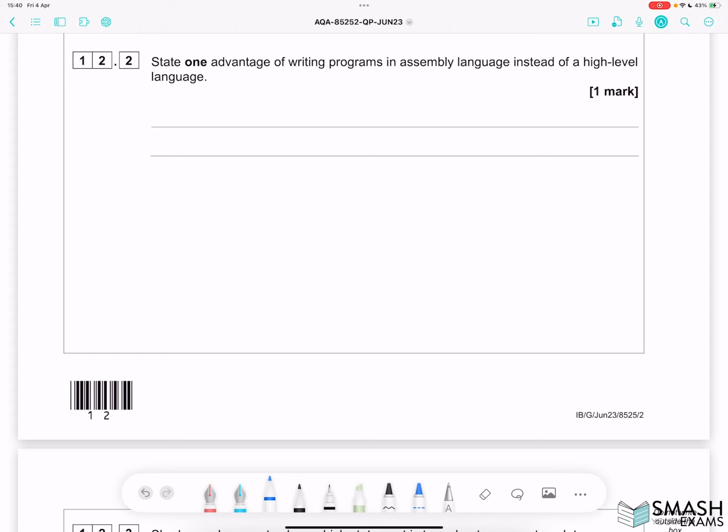So I'm going to put something like that down, and I'll use full sentences. So programs can run faster. That would be a good example, because they use less processing time.